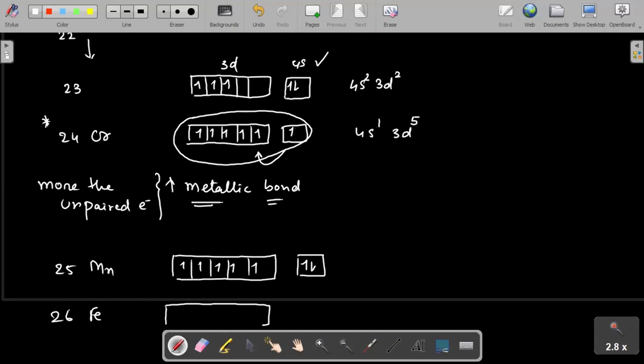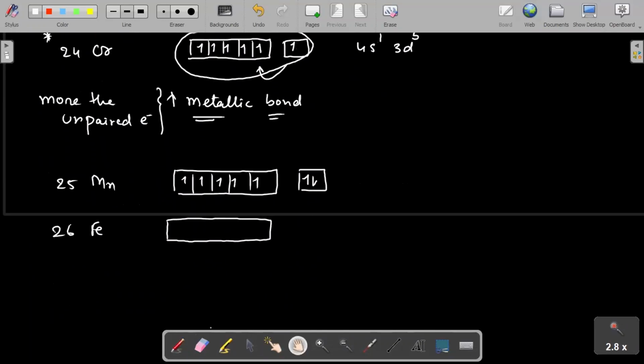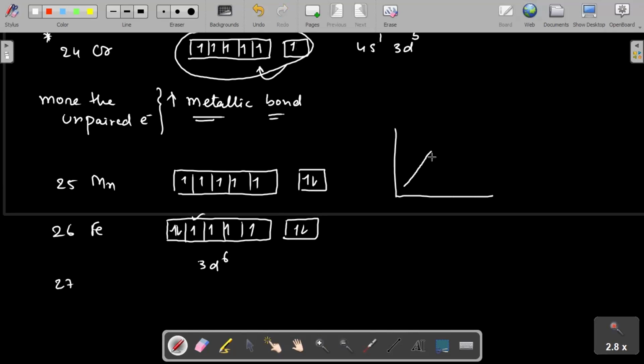We will be having configuration 3d6, 4s2. So if we are going for 27, again the electron will get filled. So unpaired electrons are getting less. So what happens in the melting point? First, the metallic bonds increase, hence the melting point also increases because the unpaired electrons are increasing. Then it suddenly goes down.